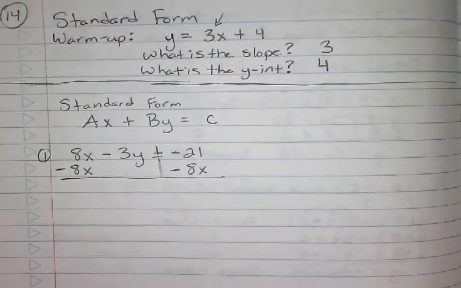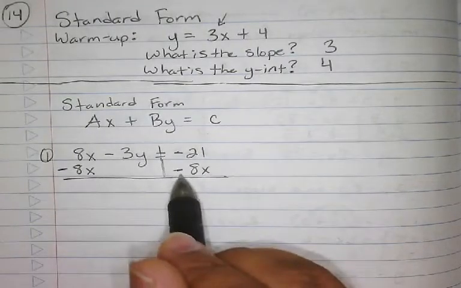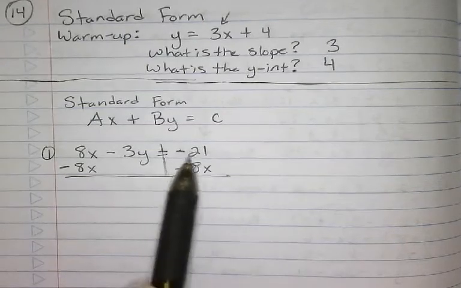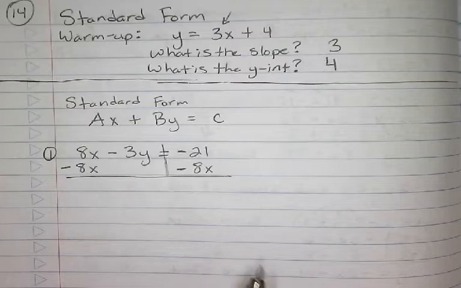I want it to look like slope-intercept, so I'm going to write my x first, because I can't do any math here. One has an x and one doesn't. One's a constant and one is not, two different terms.